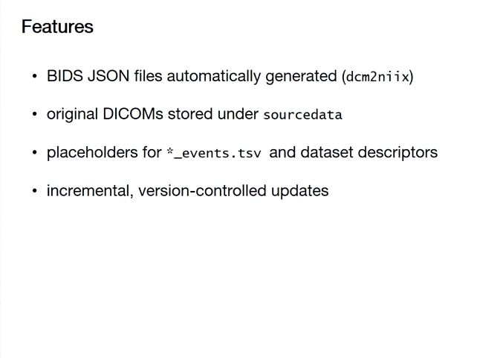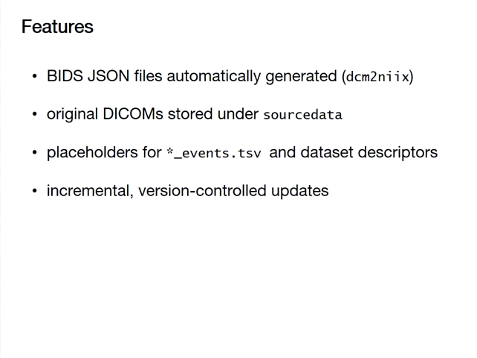There are a lot of features that make it really, really cool. I can't imagine doing this manually anymore because it's really so easy. One of the main features is that the BIDS JSON files are automatically generated using dcm2niix, so you don't have to manually change anything.